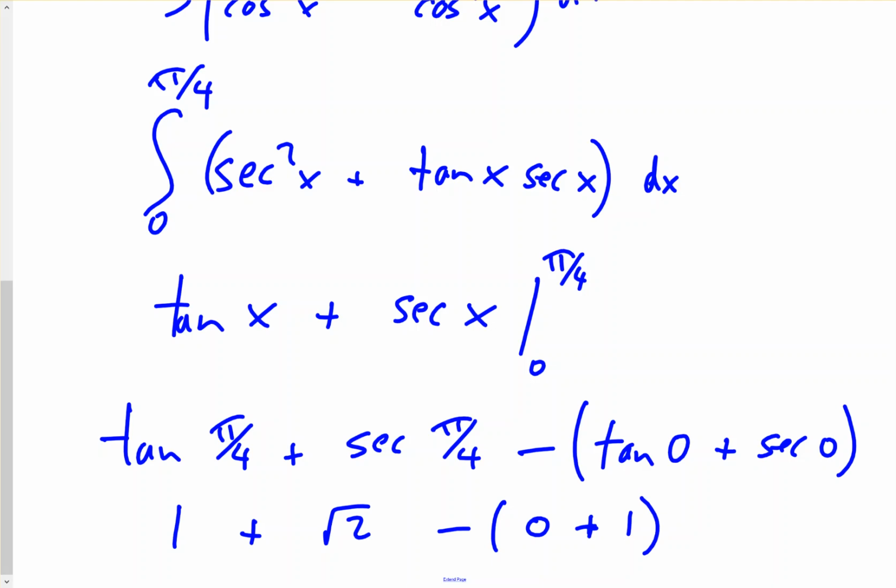Okay, and we see that we got a 1, and then when we distribute the negative here, that makes that a negative 1. So these two would cancel. And so we're just left with square root 2.